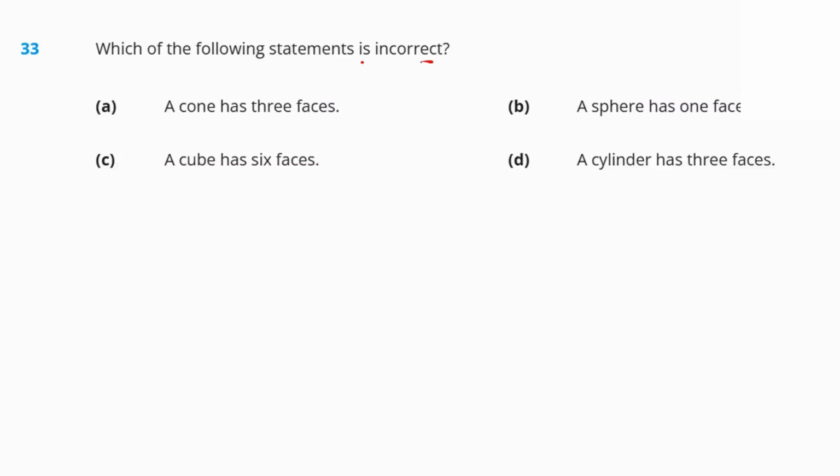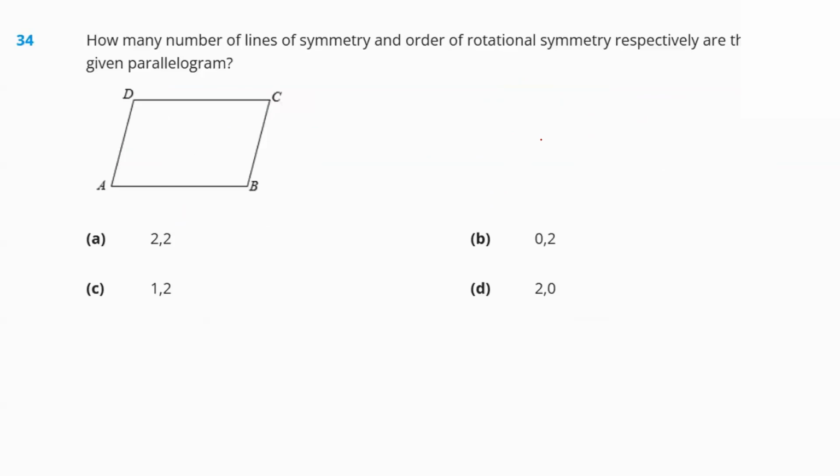Next, question number 33. Which of the following is incorrect? Cone has 3 faces. That's incorrect. A cone has only 2 faces. One like this and the other one a curve. Only 2 faces.